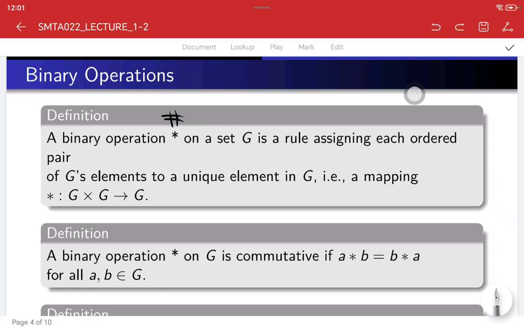It can be represented by anything other than plus. So we can't represent a binary operation by these ones, but we can represent a binary operation by any of these. Now we look at a star as a binary operation. We say that a binary operation star on a set G is a rule assigning each ordered pair of G's elements to a unique element in G. In other words, this is a mapping, a function, such that G cross G maps to G.